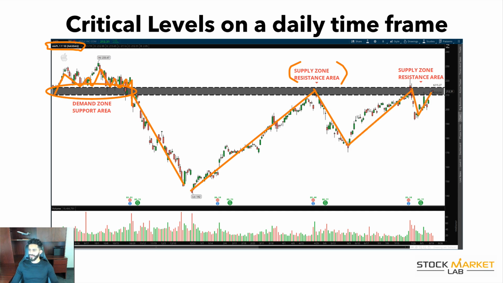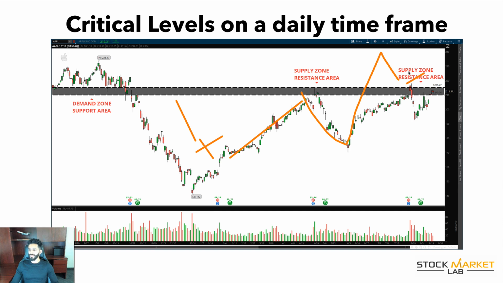Now, if you look at this, this is an area. You can look from $215 to $210. For the stock Apple, this is a major resistance level or support, depending on where the stock is. So if the stock is below here, this is resistance. If the stock gets above that level, that's support. So understanding that is very, very important.